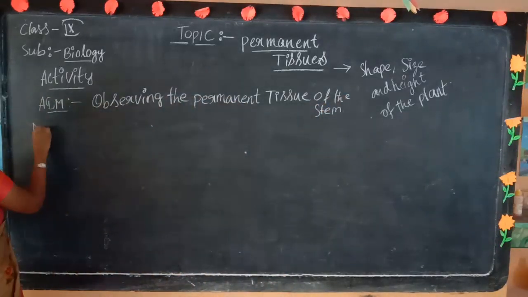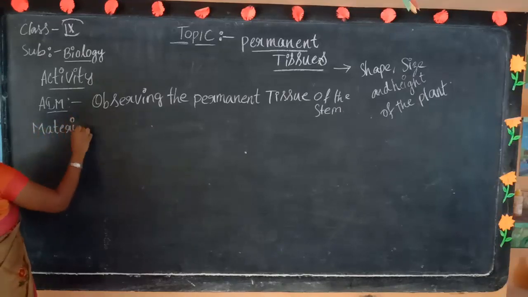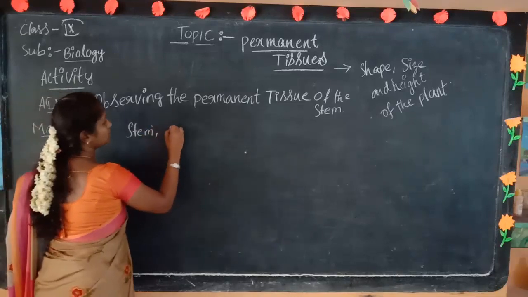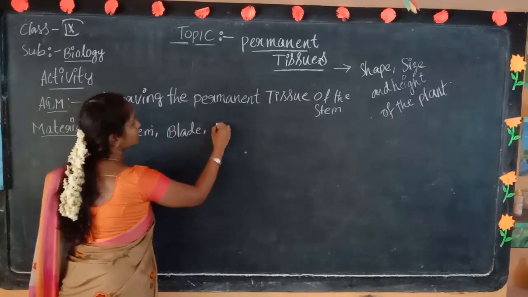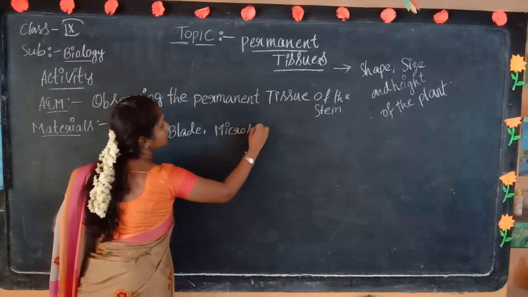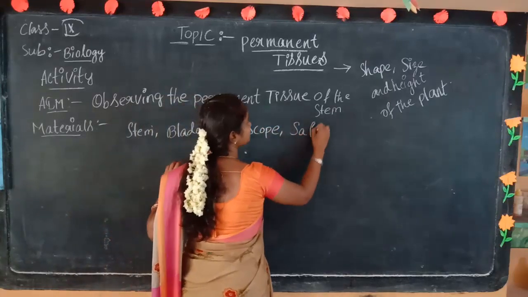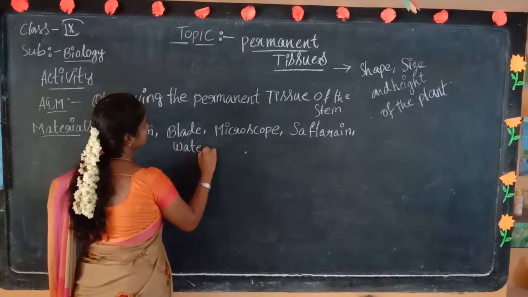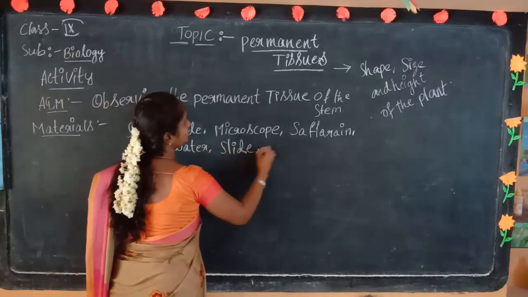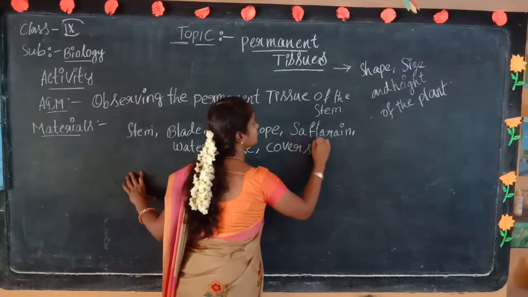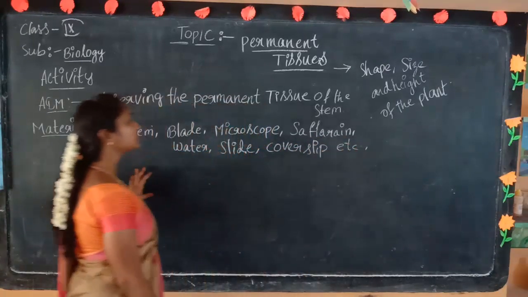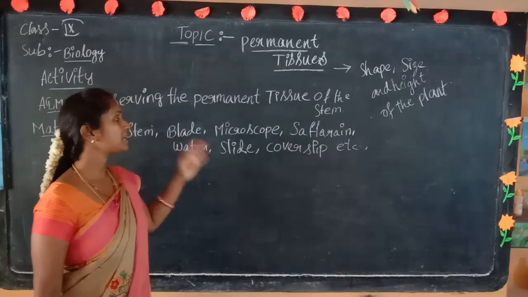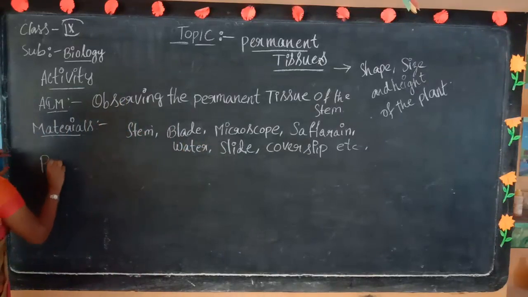Next, what are the materials you require? Materials: stem, blade, microscope, saffron, water, slide, cover slip, etc. These are the materials we need to perform the activity with the help of the stem of a plant, blade, microscope and saffron.